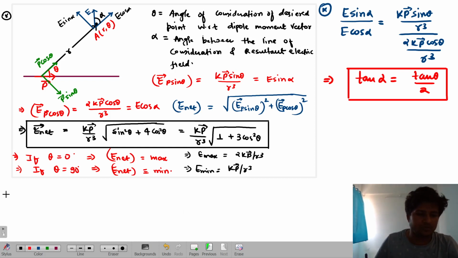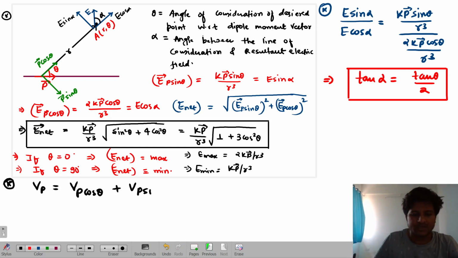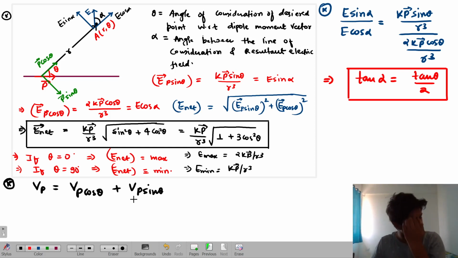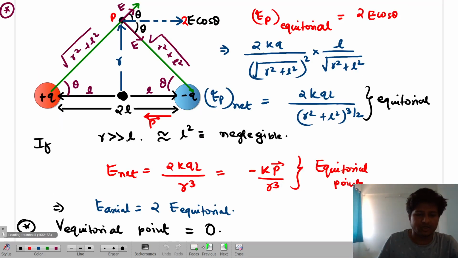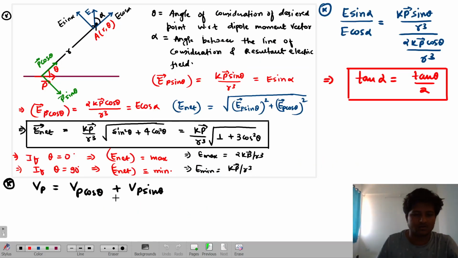But what happens for the potential? Potential at general point. So simple, potential at point P. First thing, it will be potential due to our one dipole moment p cos theta, and then potential due to p sin theta. These two will be only mine, isn't it? So look over here. At the axial point, the dipole moment exists, but at the equatorial point, the dipole moment is zero or not.